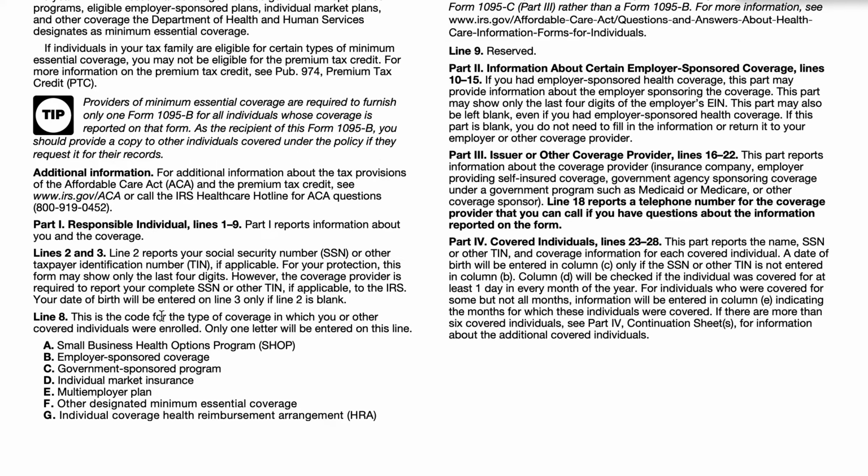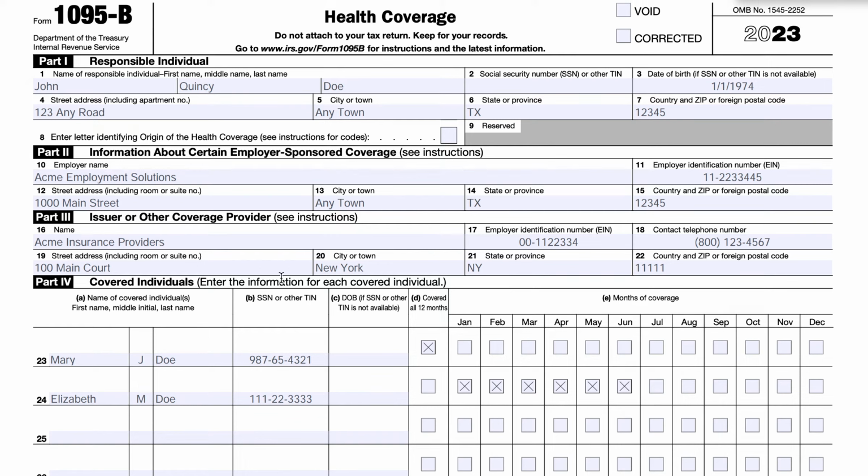So let's just say that this is an employer-sponsored program. So we'll put B in this field. And then line 9 is reserved for future use. It may or may not come into play later on. In part 2, this is the information about the employer-sponsored coverage. So this would be your employer. Part 2 may not have any information in it under certain circumstances. So if it's not employer-sponsored coverage, it probably won't have it.